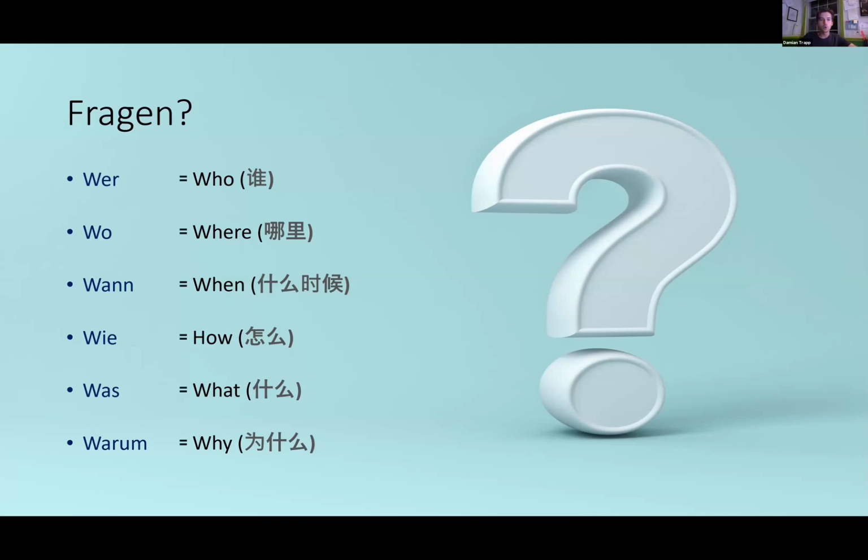So first we have wer. That means who is doing something, who's the person, and that would be, I think, in Chinese, shei, or something similar to that, pardon my pronunciation. We have wo is where, and yeah, Yuan will translate these for me because I'm not going to try and say all of them. But yeah, wann is when, wie is how, was is what, warum is why.